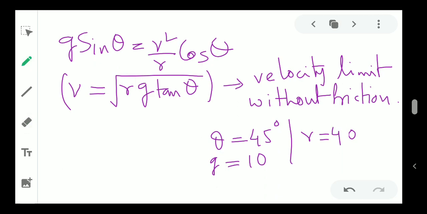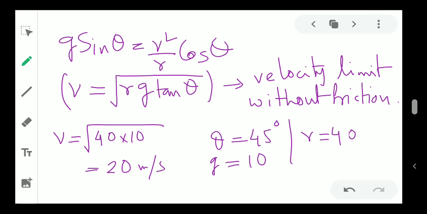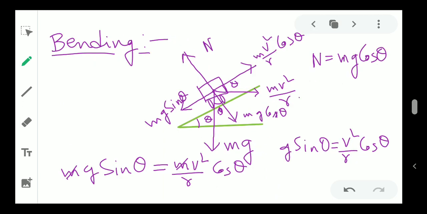So you can see if I put the values, this will be 440 into 10, that is 400. So my final velocity will be 20 meter per second. So this will be the limit. Okay, so in this bending there will be a caution board writing that the speed limit is 20. But you can seriously think that this 20 is very less, right?